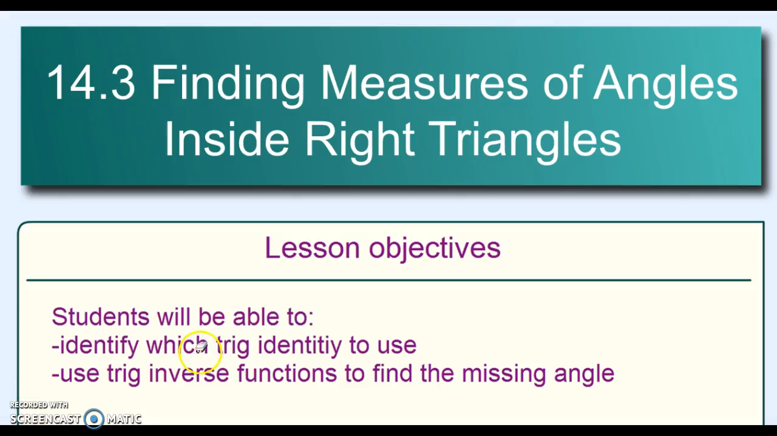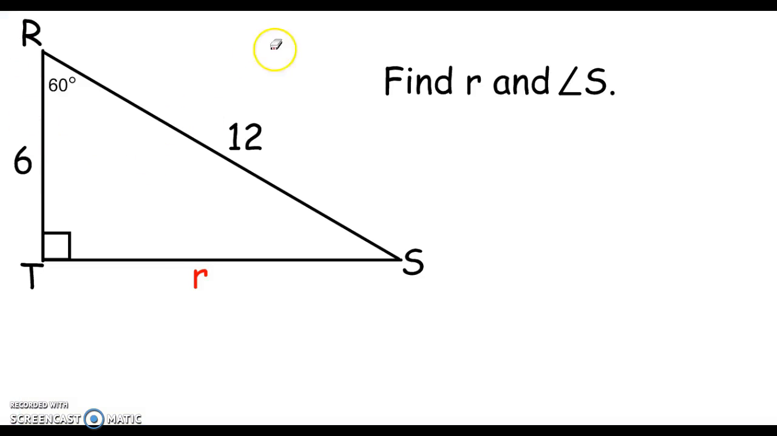Hi everyone, today we're covering section 14.3, finding measures of angles inside right triangles. Now she already should have gone over the homework for today. This slide is going to be a review of our homework that we did yesterday, so hopefully you did okay with that. Just finding the missing angles and the missing side lengths.